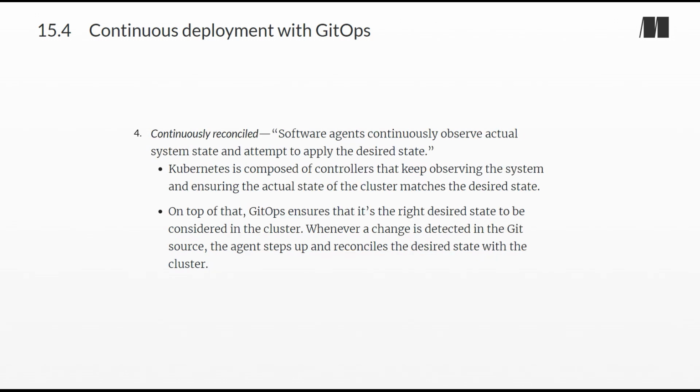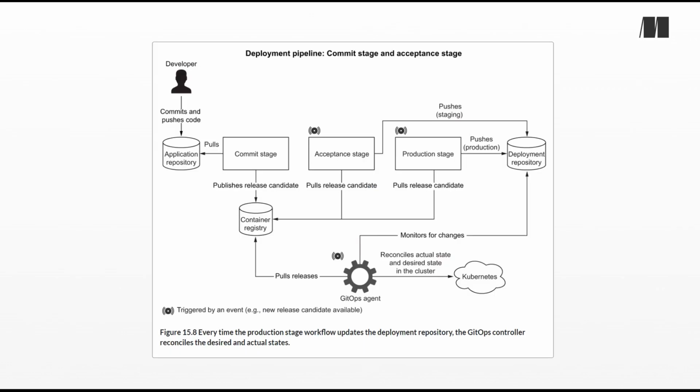4. Continuously reconciled. Software agents continuously observe actual system state and attempt to apply the desired state. Kubernetes is composed of controllers that keep observing the system and ensuring the actual state of the cluster matches the desired state. On top of that, GitOps ensures that it's the right desired state to be considered in the cluster. Whenever a change is detected in the Git source, the agent steps up and reconciles the desired state with the cluster. Figure 15.8 illustrates the result of applying the GitOps principles.